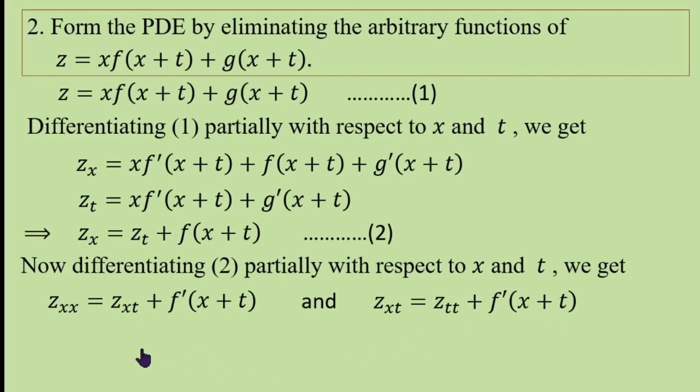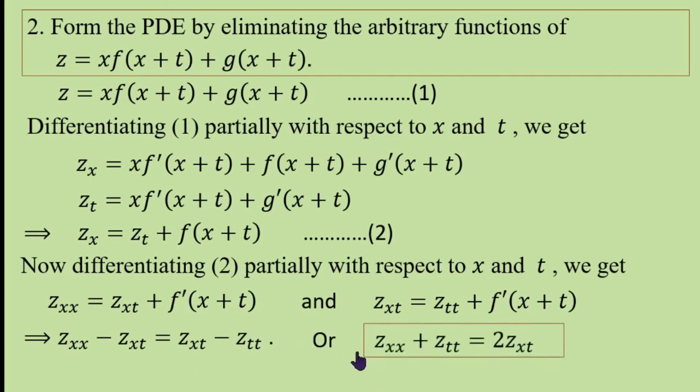Now just subtract these two. zxx minus zxt equal to zxt minus ztt, f dash cancels, and rearranging, zxx plus ztt equal to zxt plus zxt, that is 2 times zxt. So that is the required PDE. That means dou square z by dou x square plus dou square z by dou t square equal to 2 times dou square z by dou x dou t. So that is the required partial differential equation.